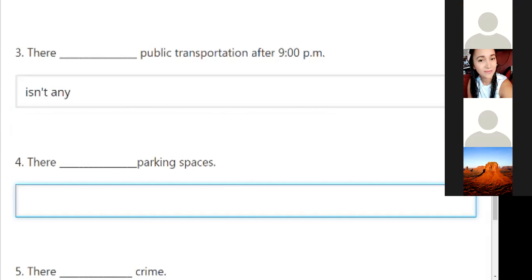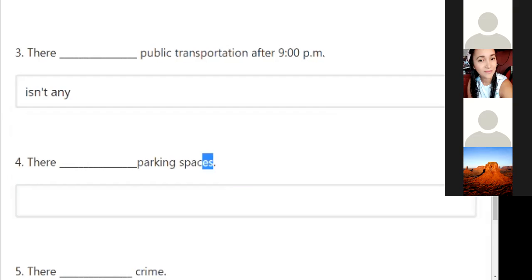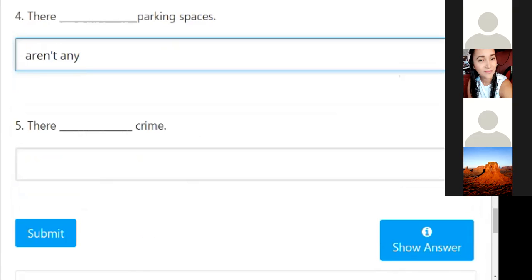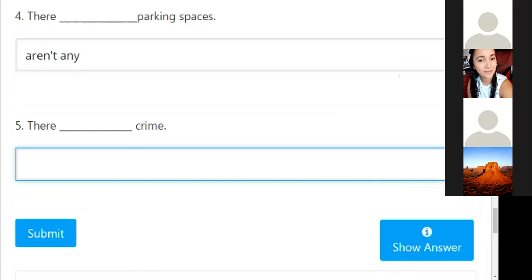Carlos Escobar, help me. Hello. Number four. There isn't parking spaces. Hmm. Gloria, what do you think, Gloria? There aren't any parking spaces. Yeah, there aren't any parking spaces. This is plural, so you need are. Okay. And the last one, Gloria Palma.